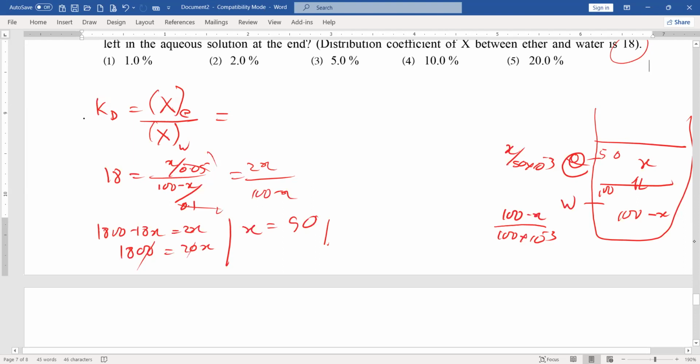1/10 means 1%. So the percentage is 1 for this answer. For this particular question, the answer is the first part.